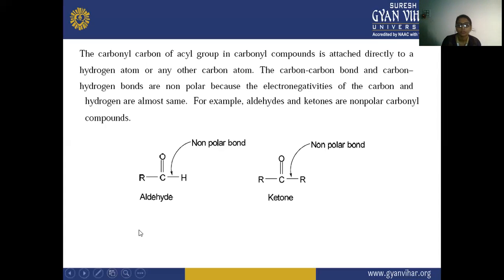So this is the carbonyl compound. In this is the acyl group, and in this acyl group, this is your CO, this is your carbonyl carbon, and this carbonyl carbon is attached directly to a hydrogen atom. It can be attached directly to the hydrogen atom, as you can see here, and or any other carbon atom. So here it can also attach to any other carbon atom.